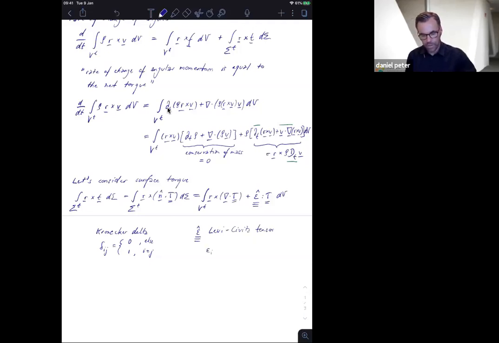It is epsilon ijk, and is defined such that it is 1 if ijk are even permutations, zero if some of the indices are equal, so either i equal to j, j equal to k, or i equal to k, then it's 0, and -1 for odd permutations.